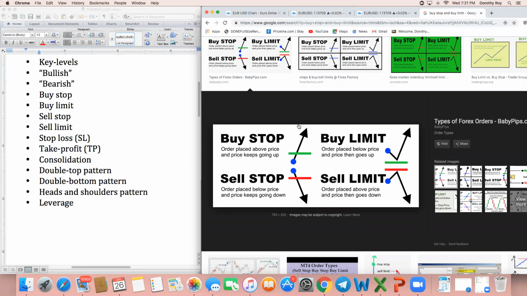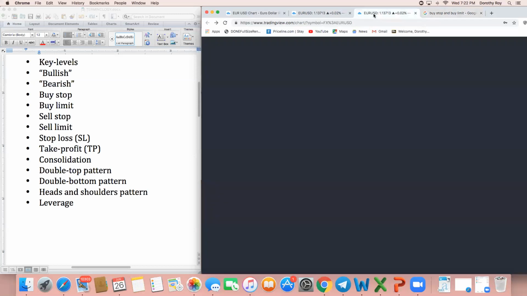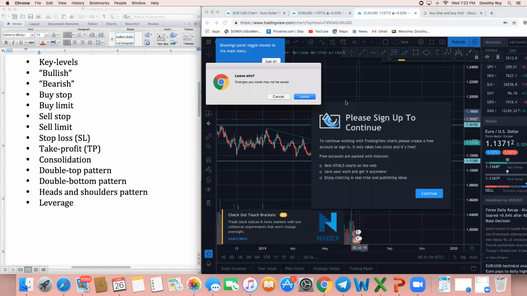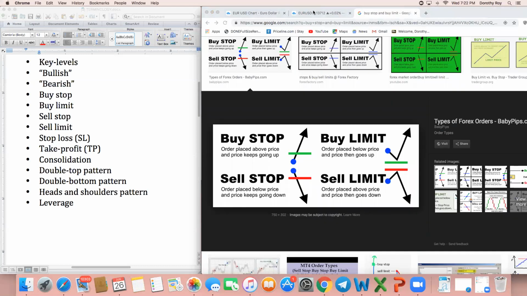So when I talk about a buy limit or a sell limit, I'm talking about an order placed below the price, and price then goes up. What I mean by that, that was the one that messed up. Okay, delete that.